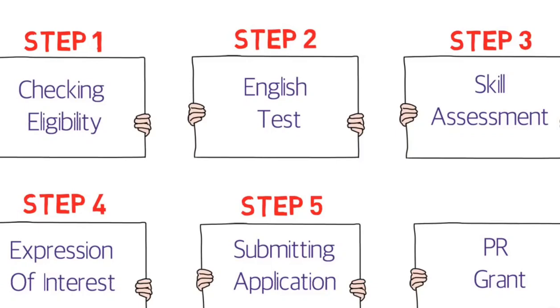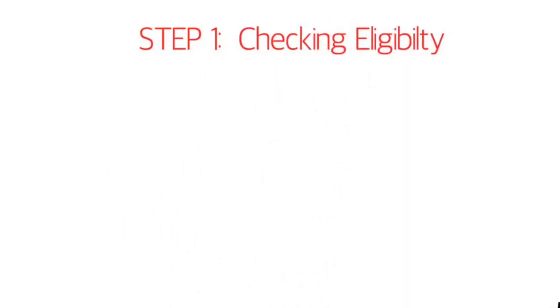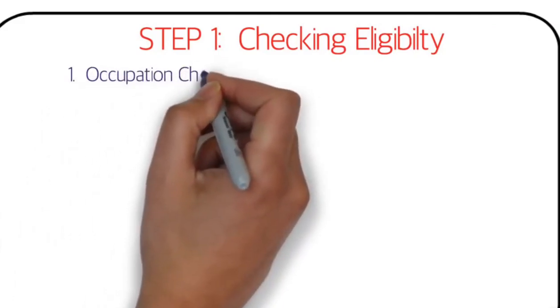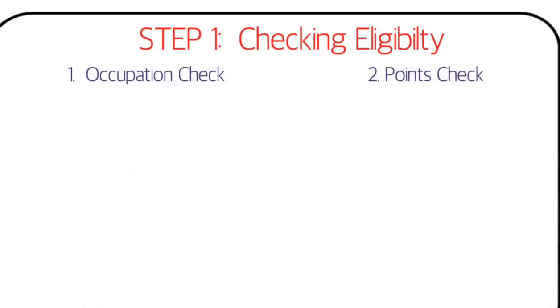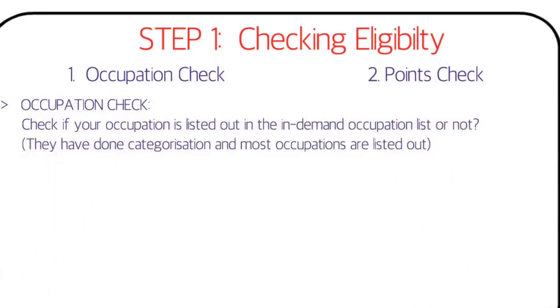Okay, now let's discuss all of these in detail. So step one is eligibility check. Checking your eligibility is the first and foremost thing which you should do, and you can do it online. There are 2 steps in it, and the first step would be occupation check. You have to check if your occupation is listed in the in-demand occupation list or not. Now they've done the categorization and most of the occupations are listed, so you don't have to worry, your occupation will be there.